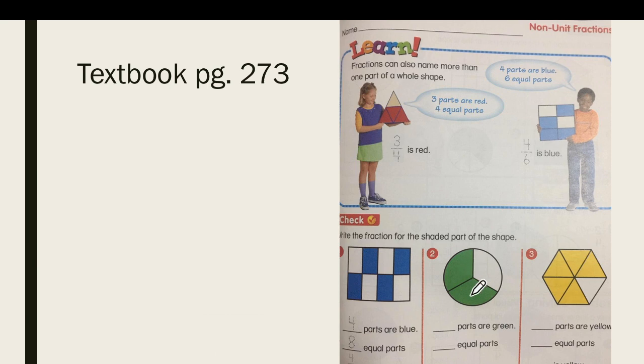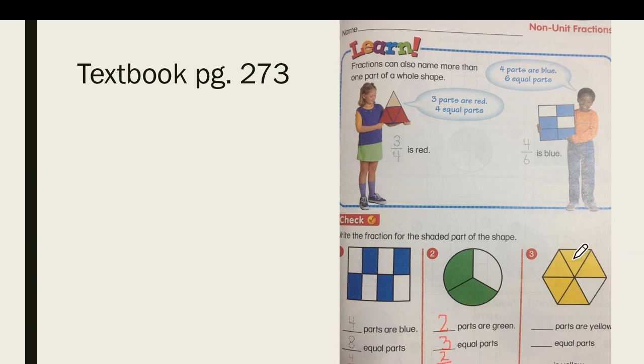Let's do this one. How many parts are green? 2 parts are green. Very good. And how many equal parts are in the whole shape? 1, 2, 3. 3 equal parts. What will be the fraction? Which number will go on the top? Number 2. And which number goes down under the line? Number 3. 2/3 or 2 out of 3.